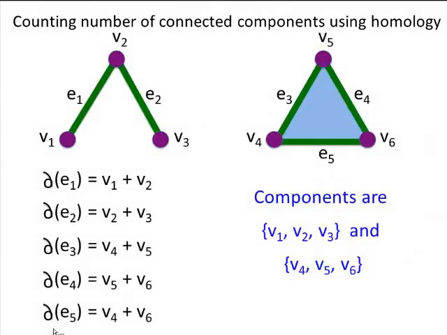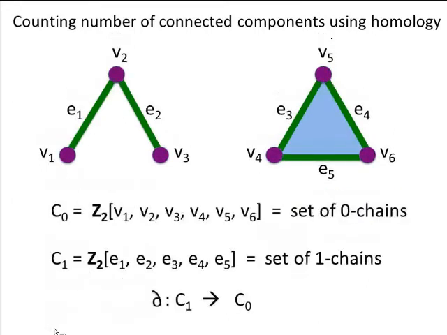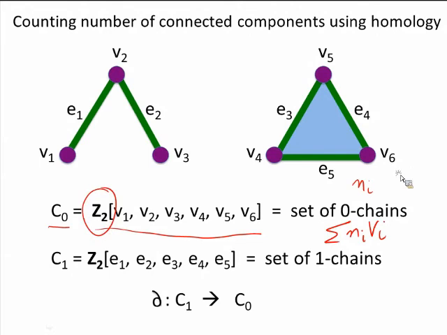But first we'll note that these are our components by using our boundaries. So in terms of our notation, we will start off with C0 just being the set of zero chains. A zero chain is just a formal sum of our vertices, and because I'm using Z2 coefficients, my ni's will all be either 0 or 1. The coefficients will either be 0 or 1. And so I'll just have a formal sum of my vertices. For example, the boundary of E1 being V1 plus V2.